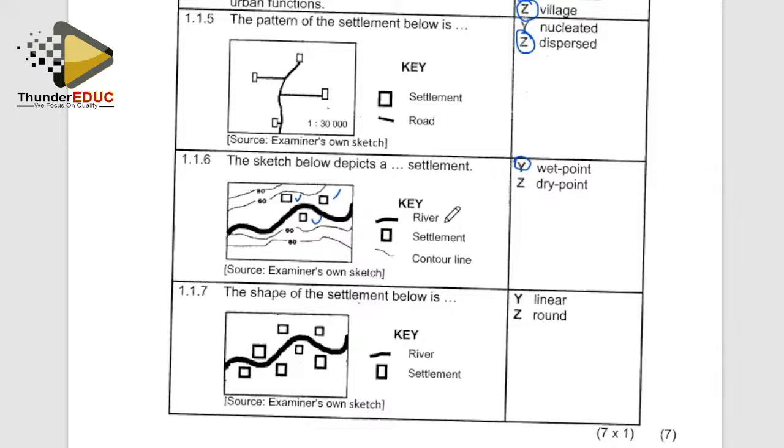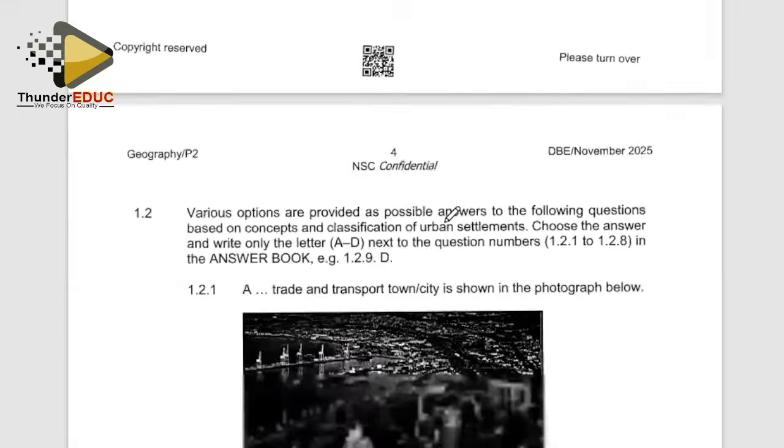The shape of the settlement below, what shape is that? Is it linear or round? We are seeing that the settlement is developing along the river, so it is linear, in a line form along the river. Right, we move on to the next question.